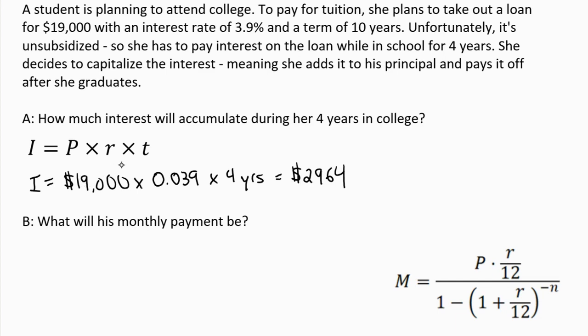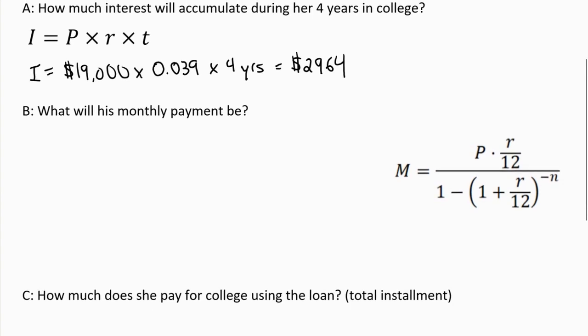So the principal is multiplied by the rate, always in decimal form, times the time, which is 4 years. That gives us $2,964 that accumulates while they're attending school for those 4 years.